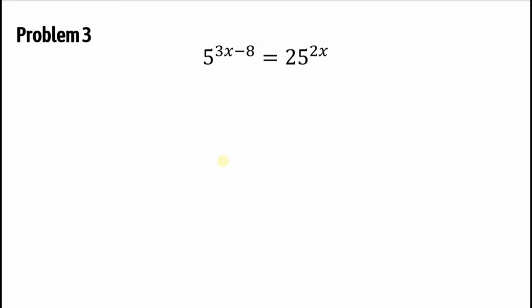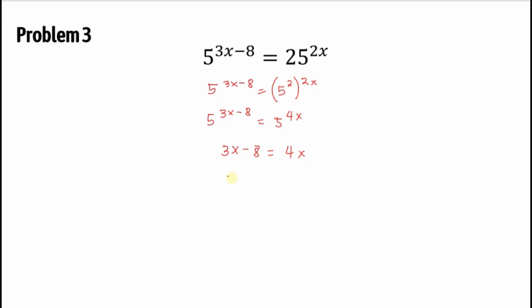5 raised to 3x minus 8 equals 25 raised to 2x. So, same process. We have 5 raised to 3x minus 8. We know that 25 is equal to 5 squared, right? So, it becomes 5 squared raised to 2x. Then, simplify 5 raised to 3x minus 8 equals 5 raised to 2 times 2x, 4x. Then, same base, so we can now equate 3x minus 8 equals 4x.